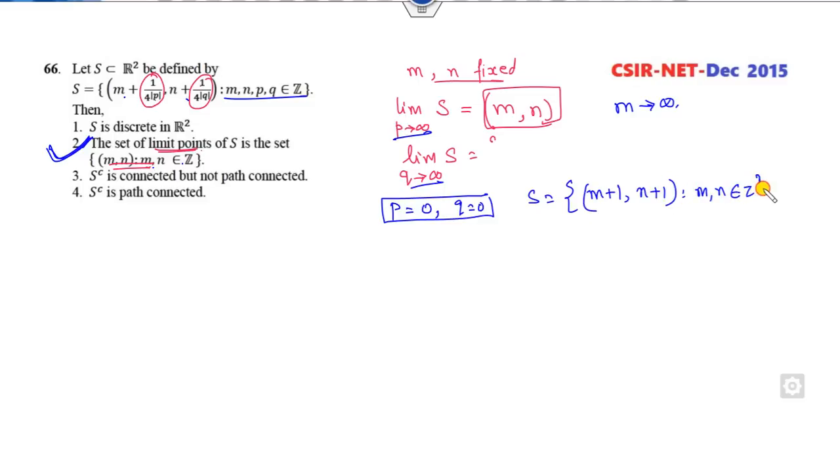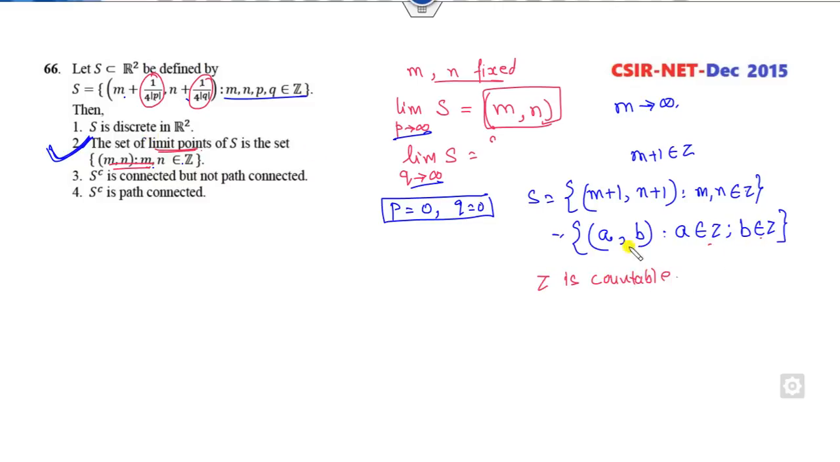Fine. Now, if I call them a and b, what is that? If m is an integer, then m plus 1 is also an integer. So a is an integer, and b is also an integer. So what is the meaning of that? Can you conclude anything here? It means a and b are in Z, but Z is countable. So if Z is countable, S is countable. Is it discrete? Countable discrete, sorry, S is discrete in R squared. Now, is the complement of S connected or not?